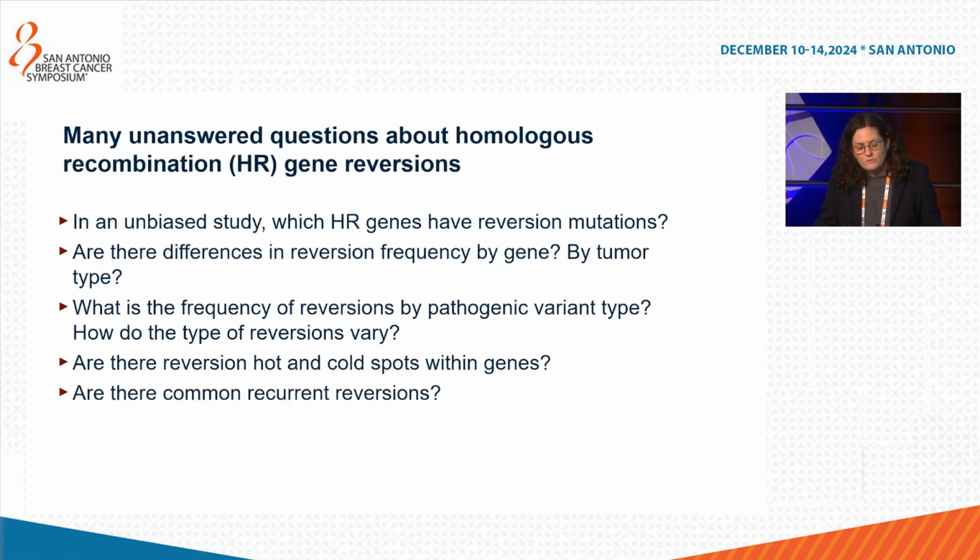Okay. However, there are many unanswered questions about homologous recombination reversions. Which genes have reversions? Are there differences in reversion frequency by gene, by tumor type? What's the frequency of reversions by pathogenic variant type? How do the reversions vary depending on where you are located in the gene? Are there hot, cold, and hot spots? And are there common recurrent mutations which have been of interest for targeting and therapy?